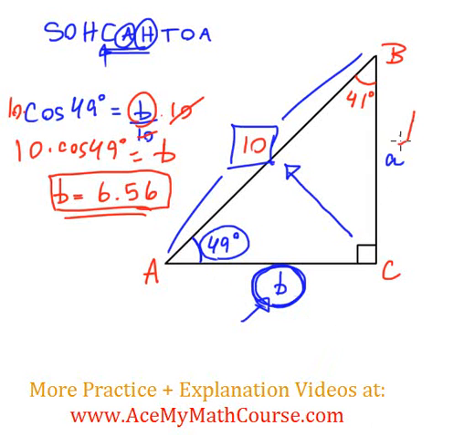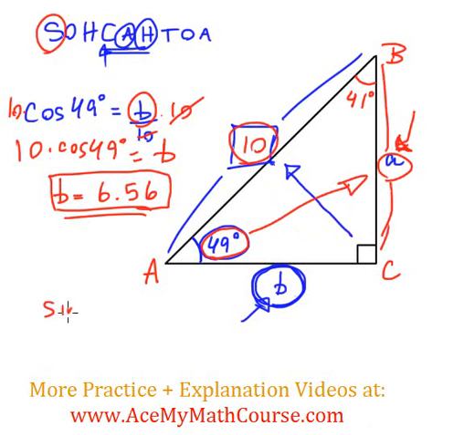Now how can I find a? I could use Pythagoras, but I prefer to use trigonometry. And let's say that I still want to use this angle, 49 degrees. And a corresponds to the opposite side, and we have the hypotenuse. So I'll just use the sine ratio, because sine is equal to the opposite over the hypotenuse. So sine 49 degrees is equal to a over the hypotenuse, which measures 10.